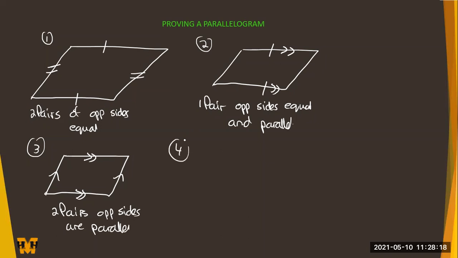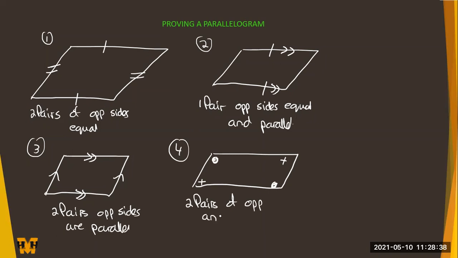Okay, fourth one. If you can somehow prove that the opposite angles are equal, that this angle is equal to that one, and this angle is equal to that one. If you can prove that two pairs of opposite angles are equal.